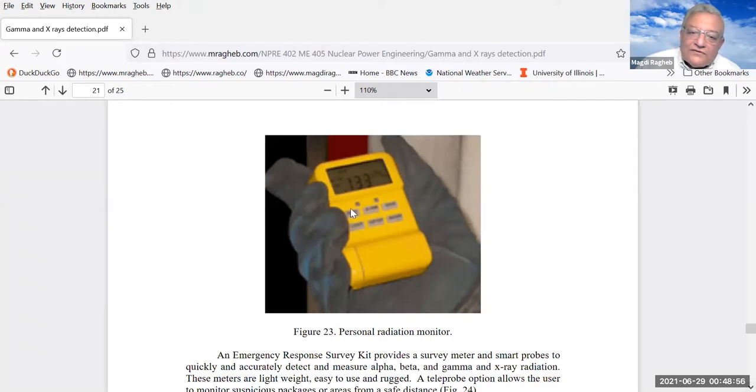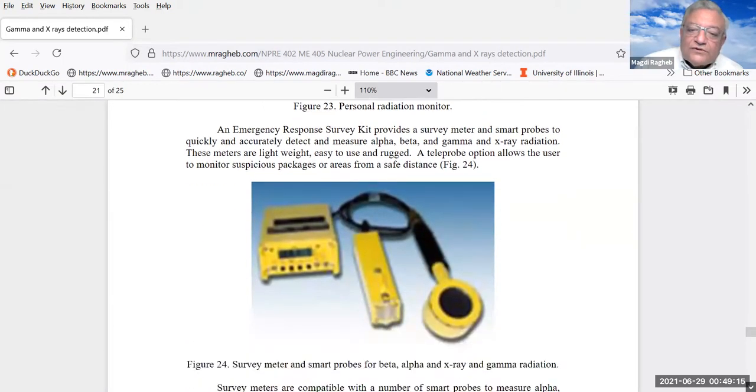This is today a personal radiation detector, solid state based. So it gives you directly, not necessarily the count rate or the activity, but the dose of radiation, how much energy is deposited in the human body in that case. We'll cover that in a chapter by itself on radiation dosimetry.